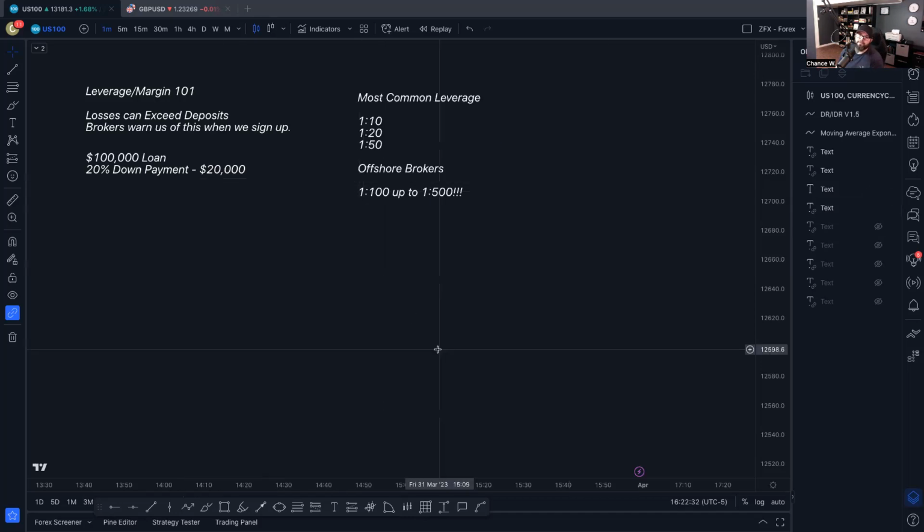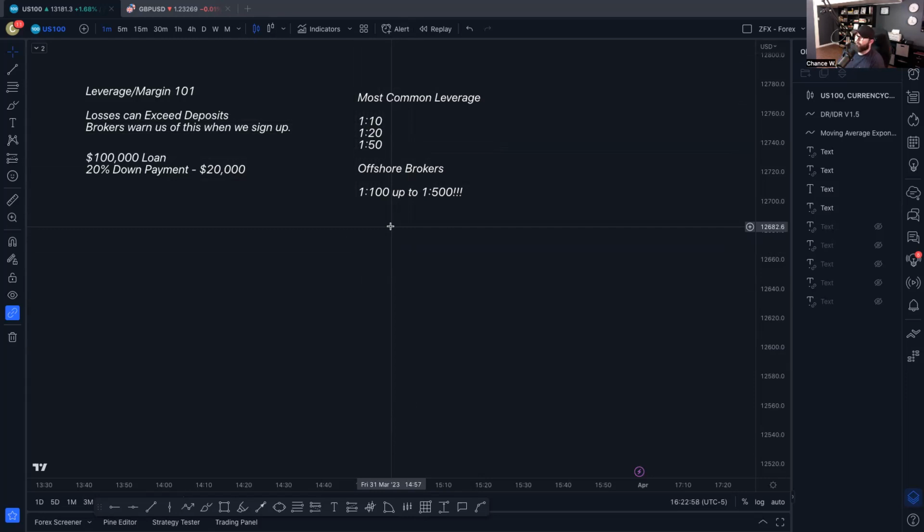The most common leverage that you're going to see offered from brokers is 1 to 10, 1 to 20, 1 to 50. And from offshore brokers, you'll see 1 to 100, all the way up to 1 to 500. And if you see anything more than 1 to 500, just my personal opinion, stay away from that, because that's only just gonna bring you heartache and trouble in the long run, right?